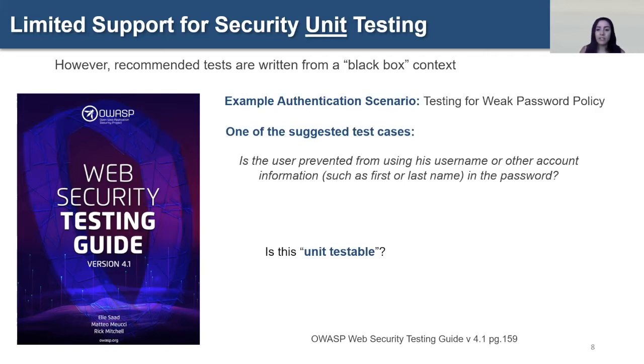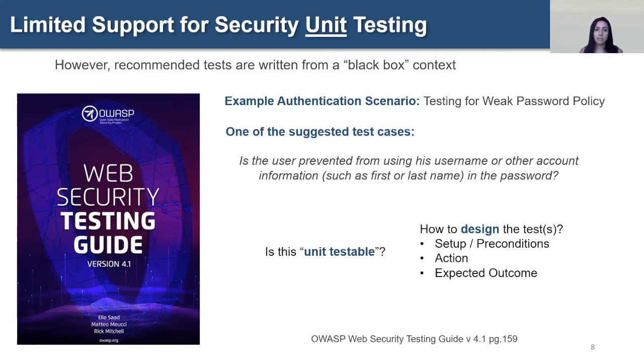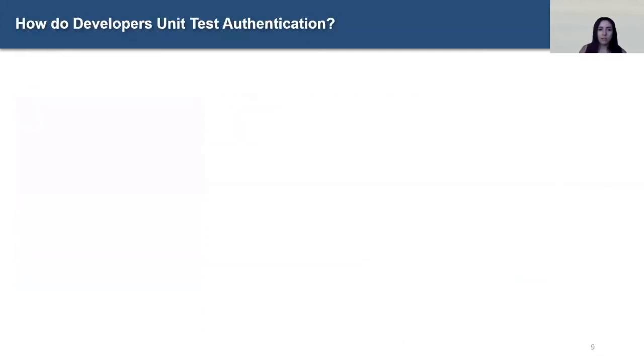And further, it takes a lot more cognitive effort from the developer to determine how the test case would be designed. Unit tests have a very specific format where they have key elements such as the setup, the action or the manipulation of the code under test, and some sort of expected outcome. And it's not immediately clear from this phrasing of the test case what that design looks like. So that's what we're trying to figure out in our work.